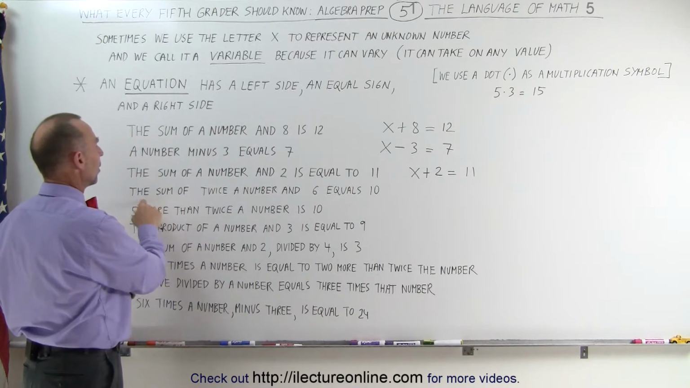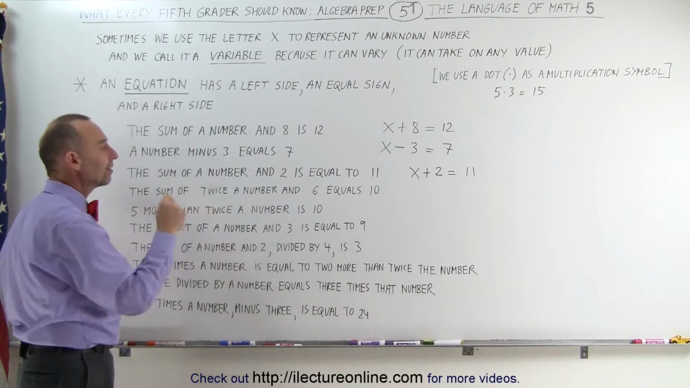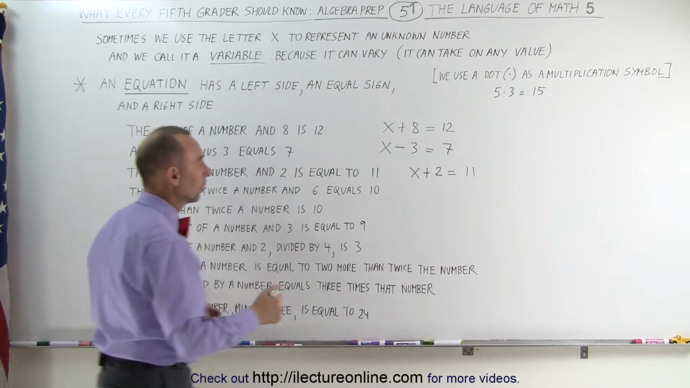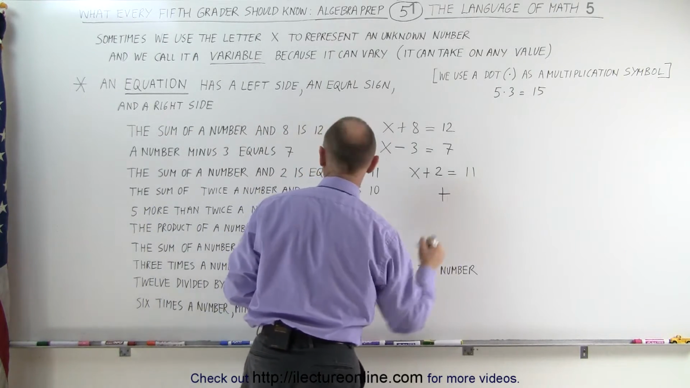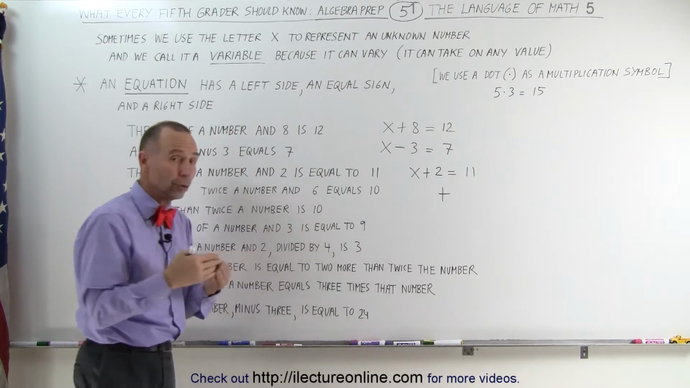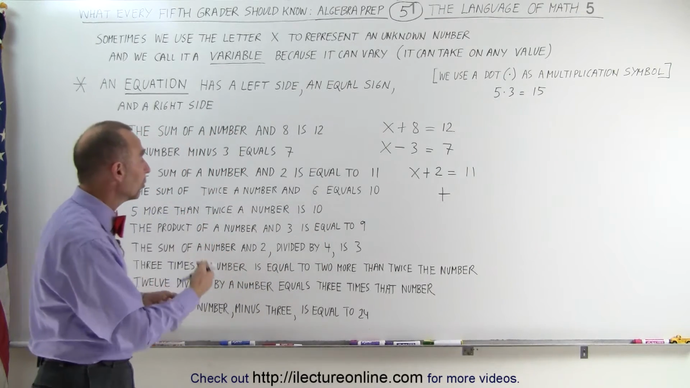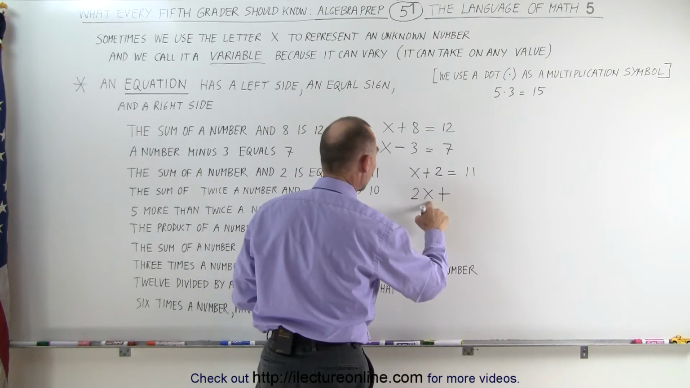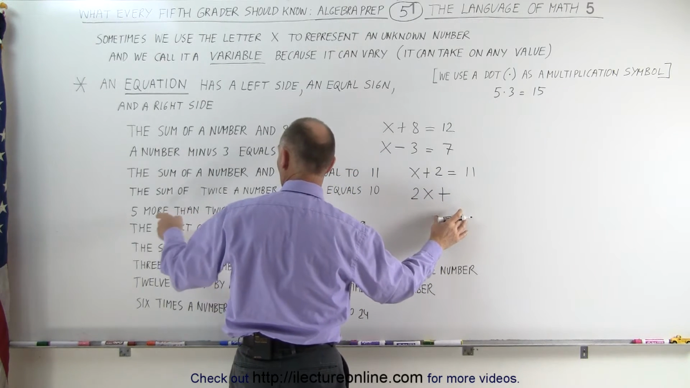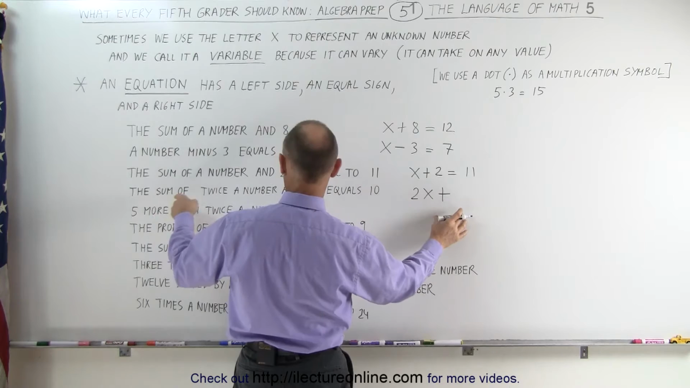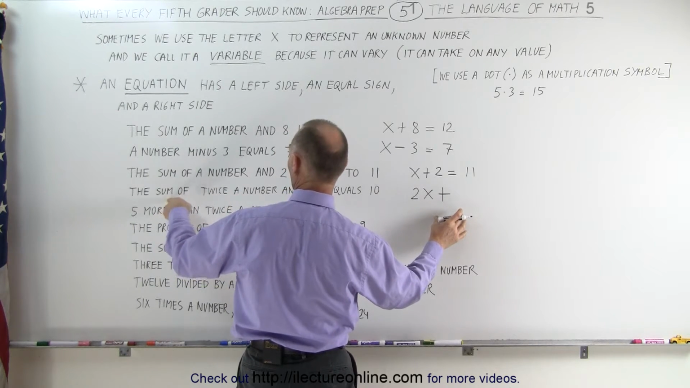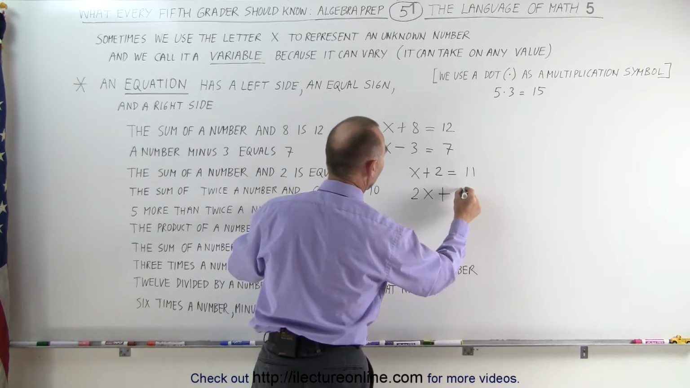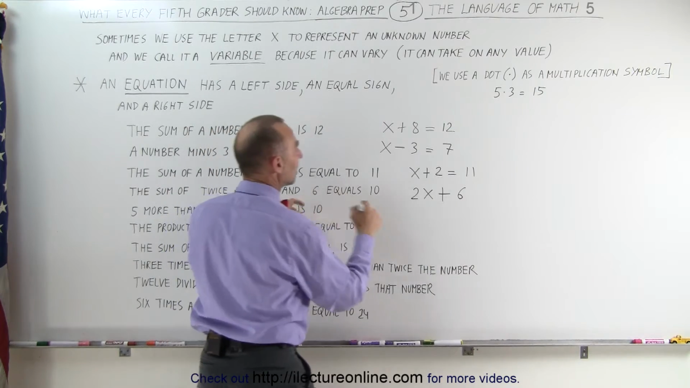Here it says the sum of twice a number and 6. We're going to have an addition. We're going to add twice a number. Since we don't know what the unknown number is, we'll call it x. Twice the unknown number is 2x. 2x means 2 times the unknown number. An addition, because we have a sum, and we're going to say the sum of twice the number and 6, we're going to add 6 to that, and they tell us that it equals 10.